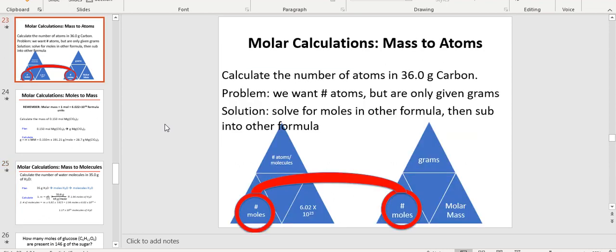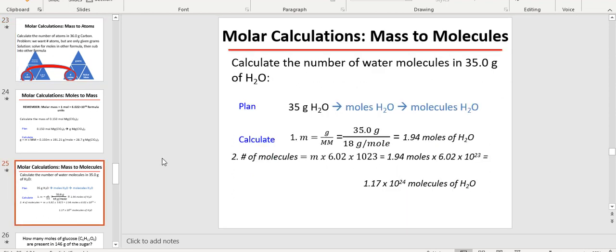Going back to this one here. I gave you the grams, which was 35 grams. You have the molar mass, you have to calculate it. You're going to have to go to moles, substitute it in here. Now you have the number of moles times Avogadro's number will give you the number of molecules. Okay? And that's it right there.